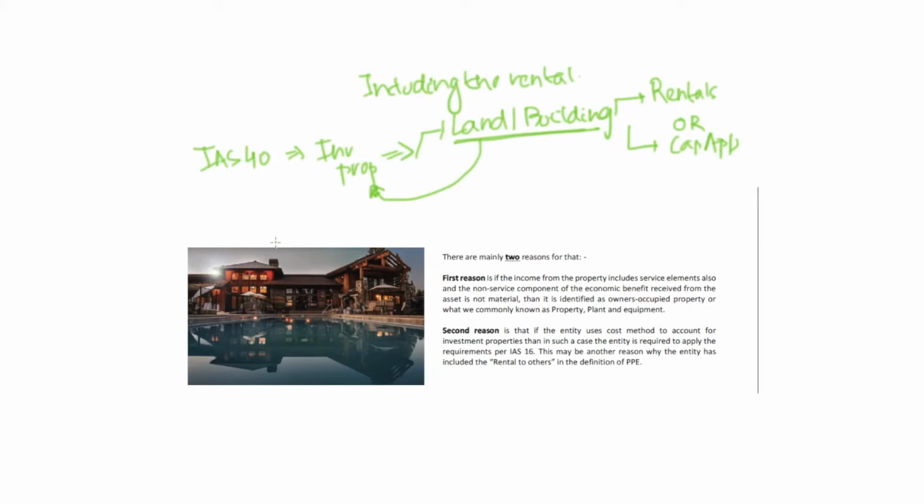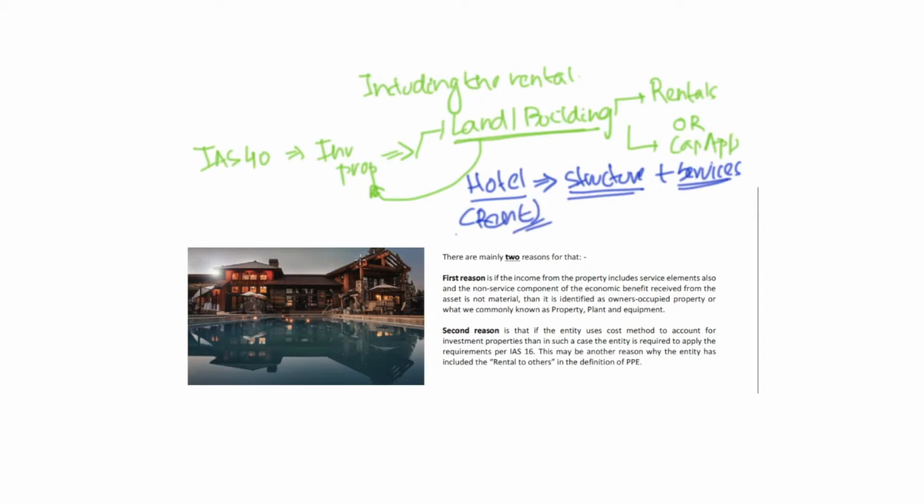So why are we able to see including the rentals under IAS 16? In order to explain this concept, I want to demonstrate an example of a hotel. When you go to a hotel, you not only pay for the structure, you not only pay for the building, you also pay for the services, which means for structure and for services, you pay the entire rent.